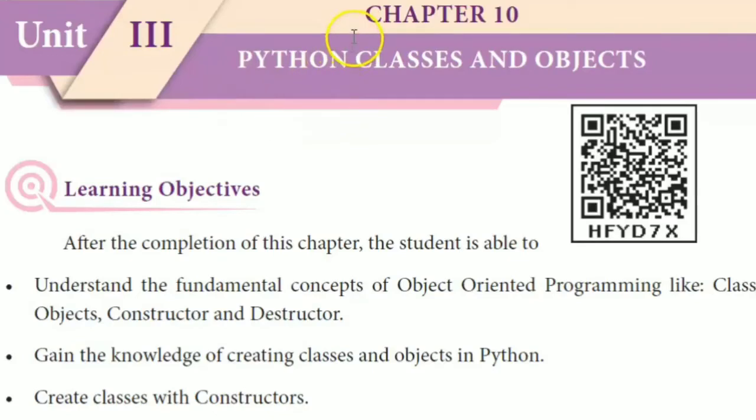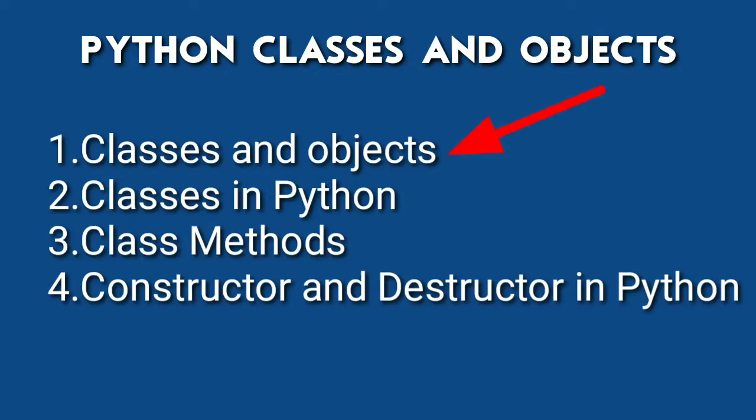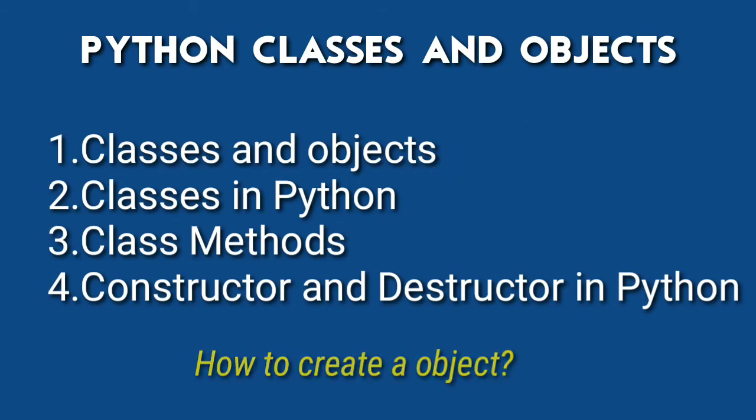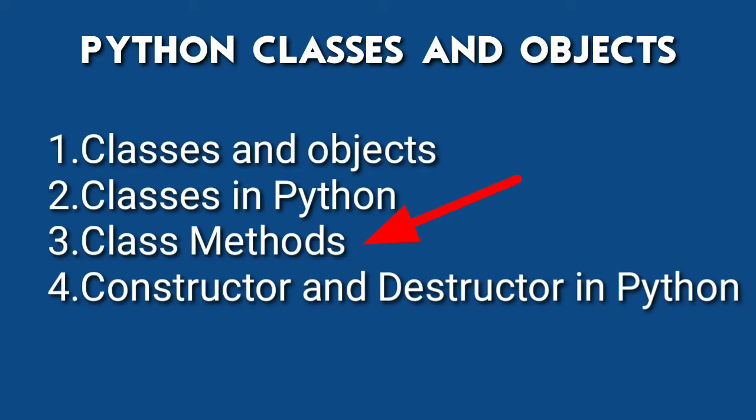Dear students, today we are going to discuss chapter 10, Python classes and objects. First we will see what classes and objects are in general, and then we'll see what classes are in Python. We'll learn how to define a class and how to create an object. Then we'll see class methods, and finally constructors and destructors in Python.